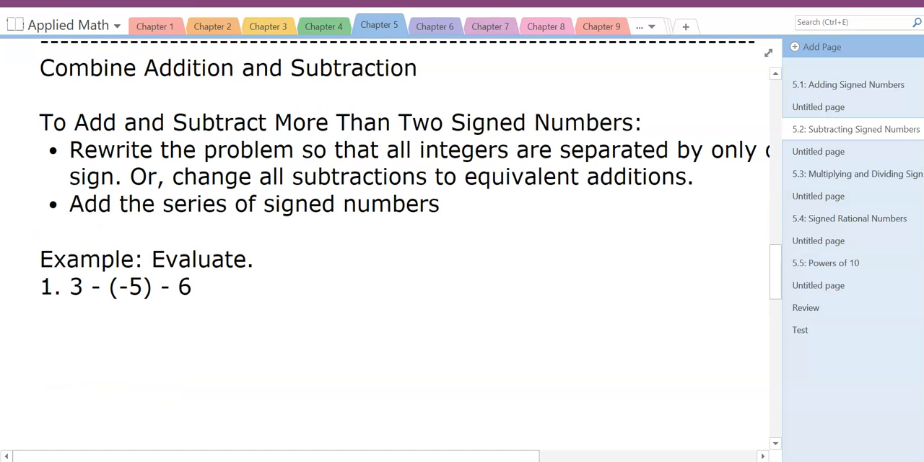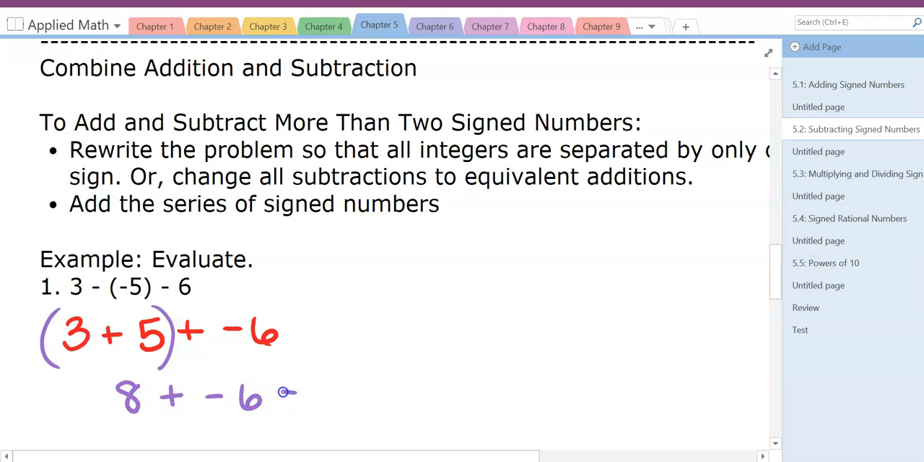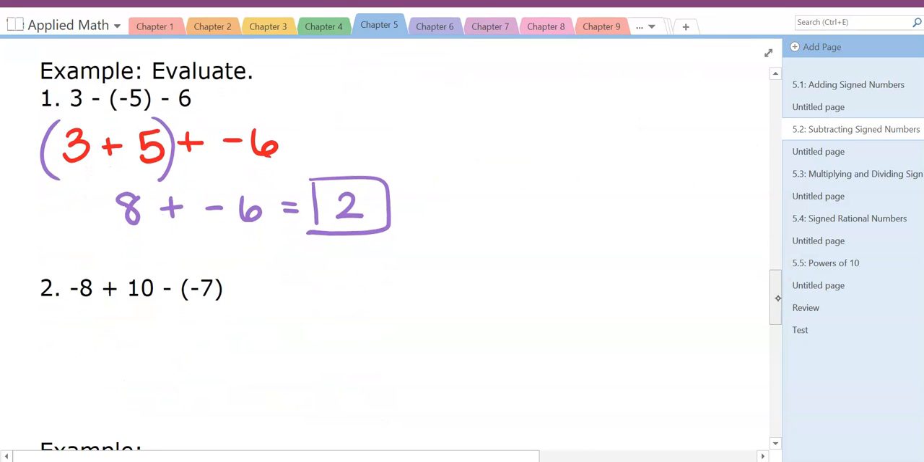So for this first one, because we have 3 minus a negative 5 minus 6, we could rewrite that as 3, change that to a plus sign, change negative 5 to a positive 5. So now it says 3 plus 5, and then plus a negative 6. So it's just rewriting it with the keep, change rule again. What I would do first is group 3 and 5 together, and you get 8. So then you get 8 plus negative 6, which would be 2. So you guys do number 2.